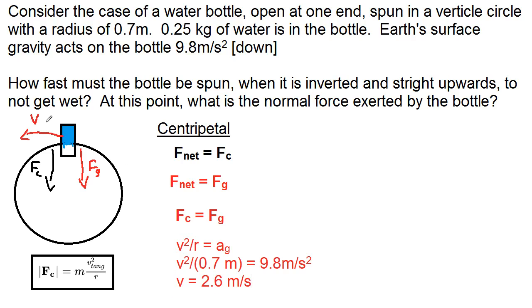If we spin it faster, we will need to have an additional force created by the normal force that keeps this thing together. Now, in this case, we're looking at the minimum case. The only force we need is the force of gravity, and therefore the normal force will be 0. So that's the centripetal picture.